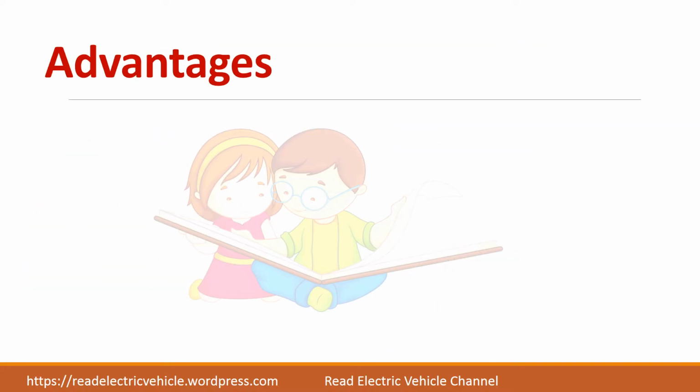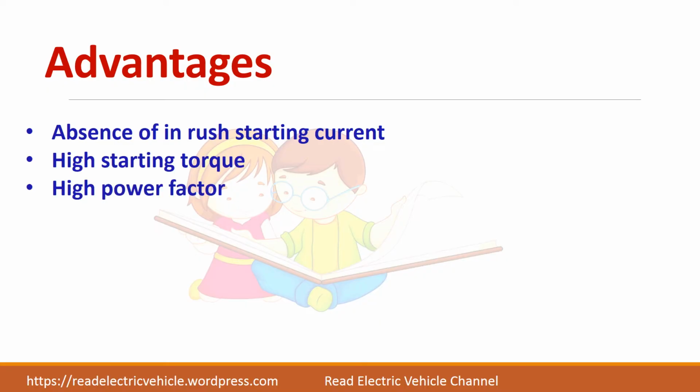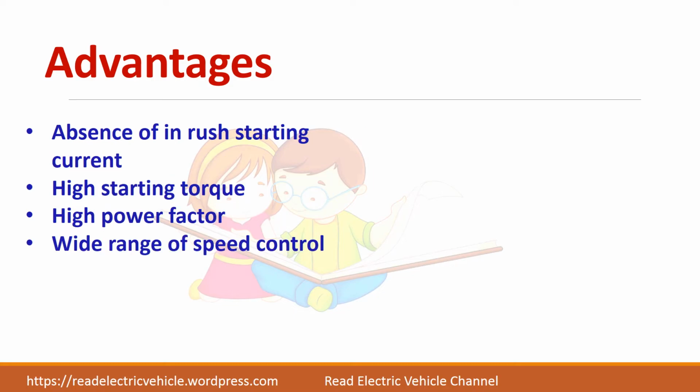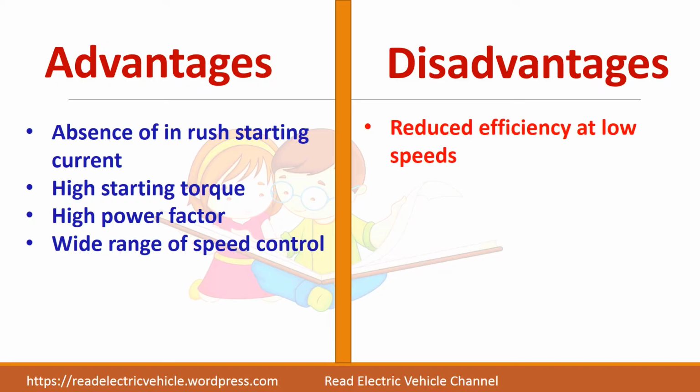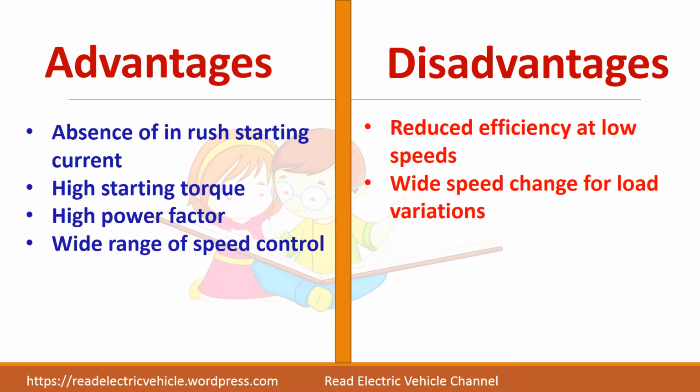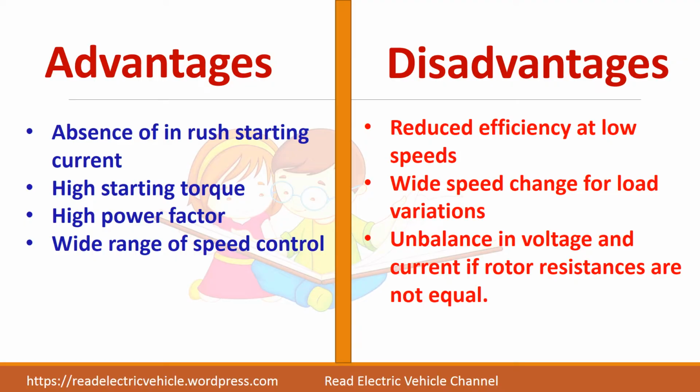Let us see the advantages of this method first. So there is no inrush starting current because we are able to control the starting current. You can get higher starting torque, high power factor, and wide range of speed control is also possible. If we see the disadvantages, the efficiency will be low at low speeds and wide speed change for load variations, and if the rotor resistances are not equal, there will be unbalance in the voltage and current.